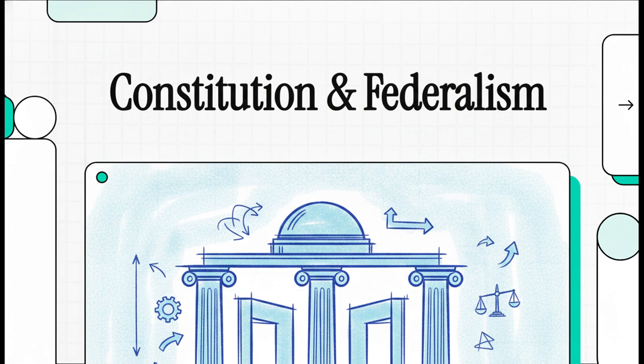Just like a blueprint dictates exactly where the walls, the doors, and the load-bearing pillars of a physical building go, our Constitution designs the very structure of our nation. It dictates exactly where the power resides.